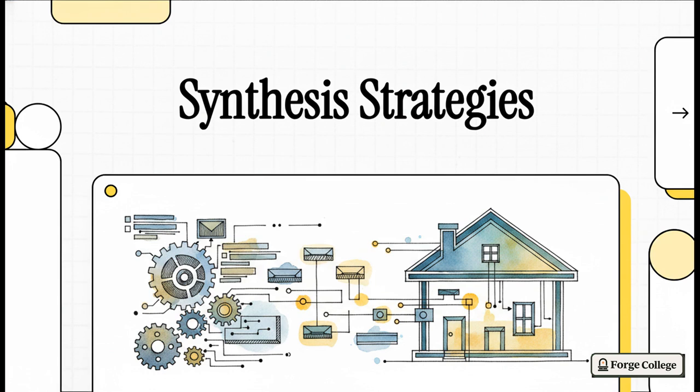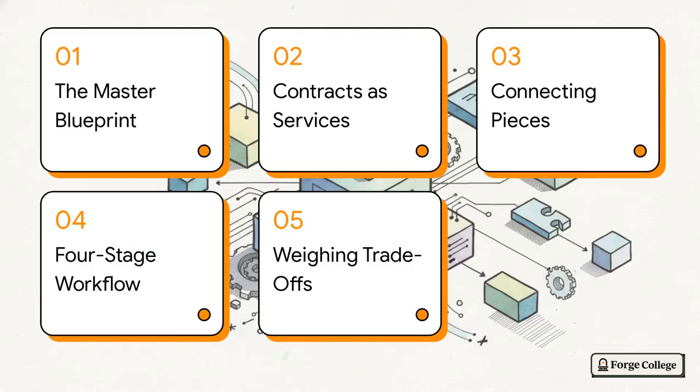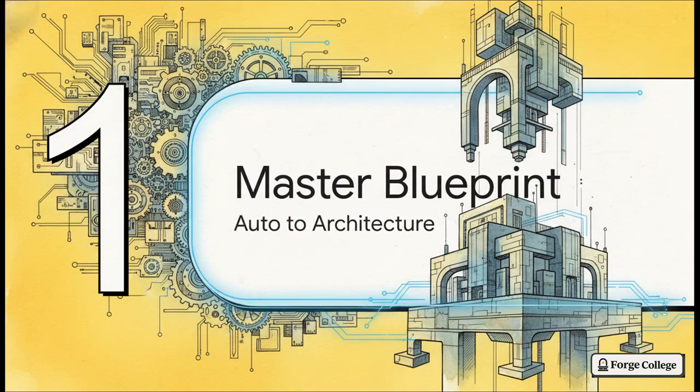We're going to take all those automation tools and call patterns we've been working with and synthesize them into a clear, structured architectural blueprint. Here's the agenda for today's architectural schematic. We're going to cover 1. The master blueprint, 2. Contracts as services, 3. Connecting the pieces, 4. The 4-stage workflow, and finally, number 5, weighing the trade-offs. All right, let's jump straight into section 1, the master blueprint, from automation to architecture.